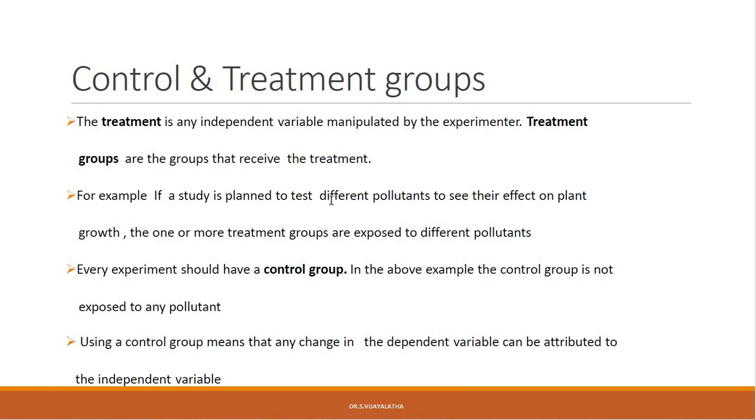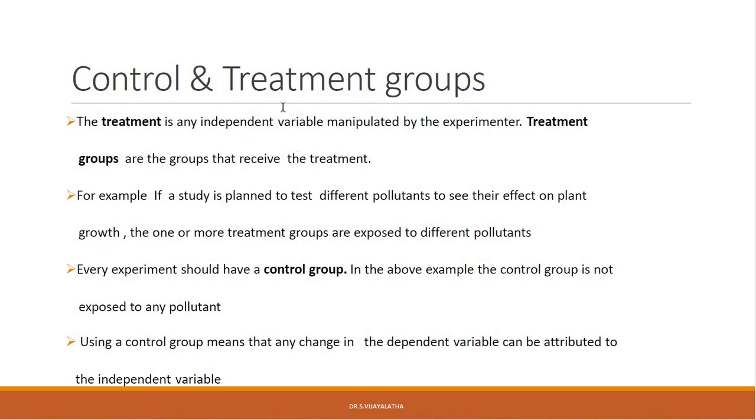So suppose we are doing a study to understand the effect of different pollutants on plant growth. We will be exposing the plants to different pollutants, and that is manipulated by the experimenter. If they are working with a lot of pollutants, then we may expose the plant to different types of pollutants, or with a single pollutant we may expose it to different concentrations. So these are manipulated by the experimenter, and this is the independent variable which we are manipulating. And the dependent variable is the plant growth.